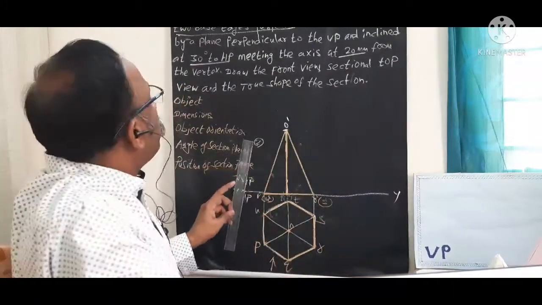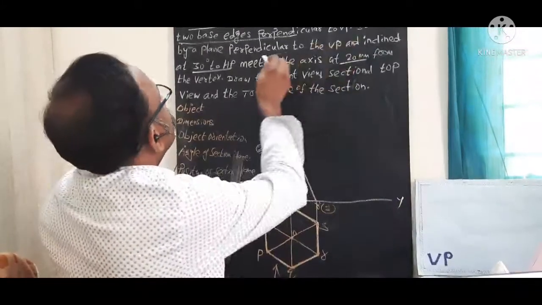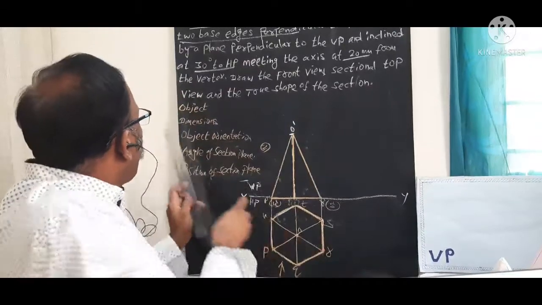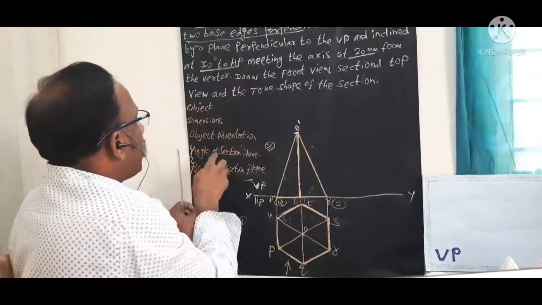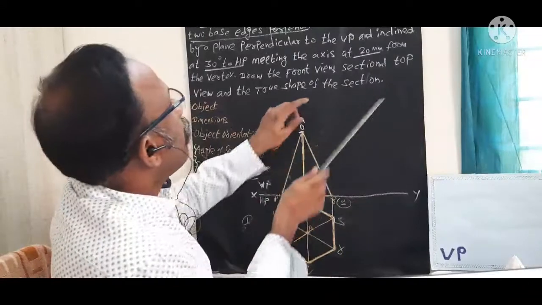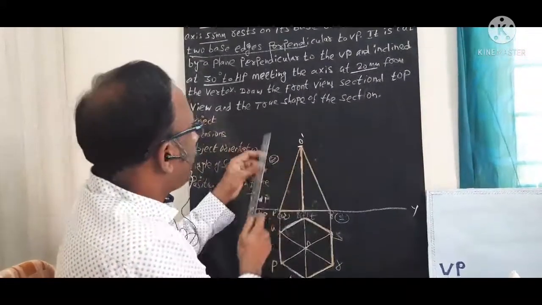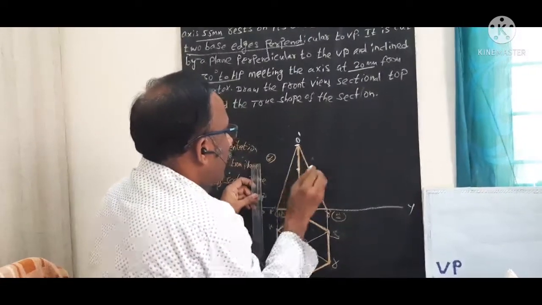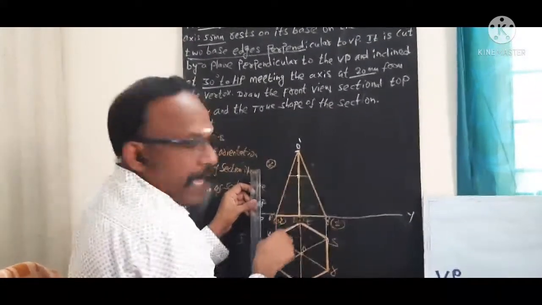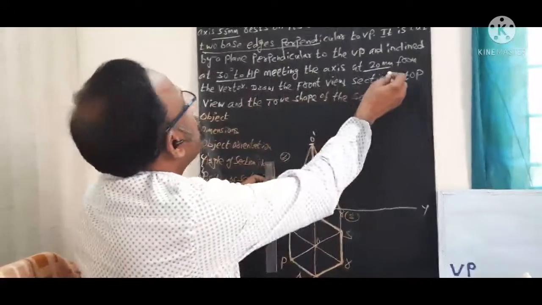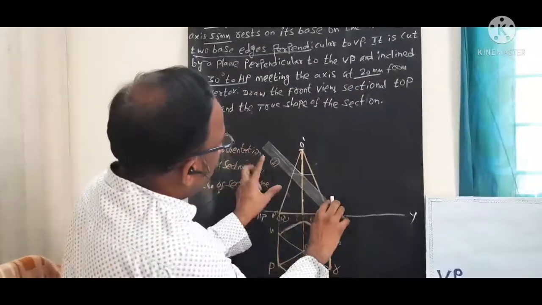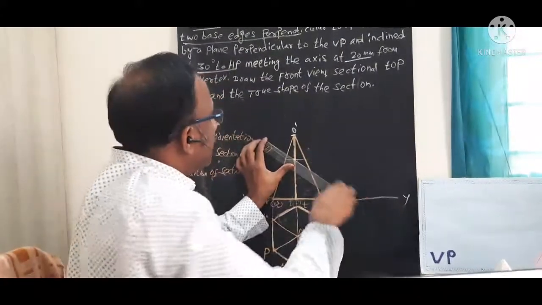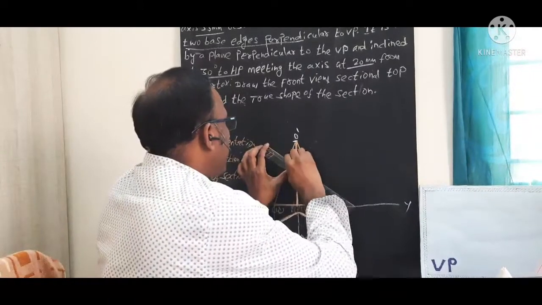Now I am going to apply the inclined cutting plane. How are we going to draw the cutting plane? For which you have to use this formula: angle of section plane, position of section plane. The position of the section plane is 20 mm from the vertex. So from this particular point, I am going to mark one point on the axis line and draw the 30 degree line to HB. You need to draw one 30 degree line like this. This is my section plane.